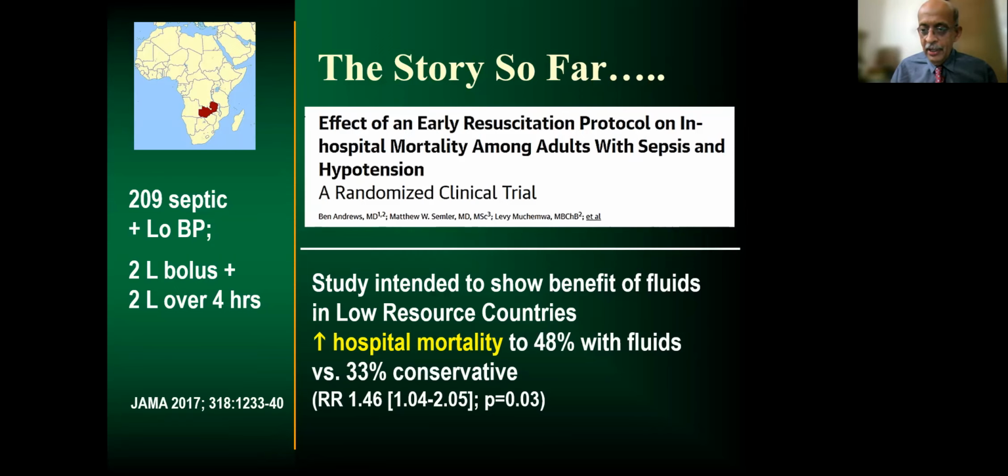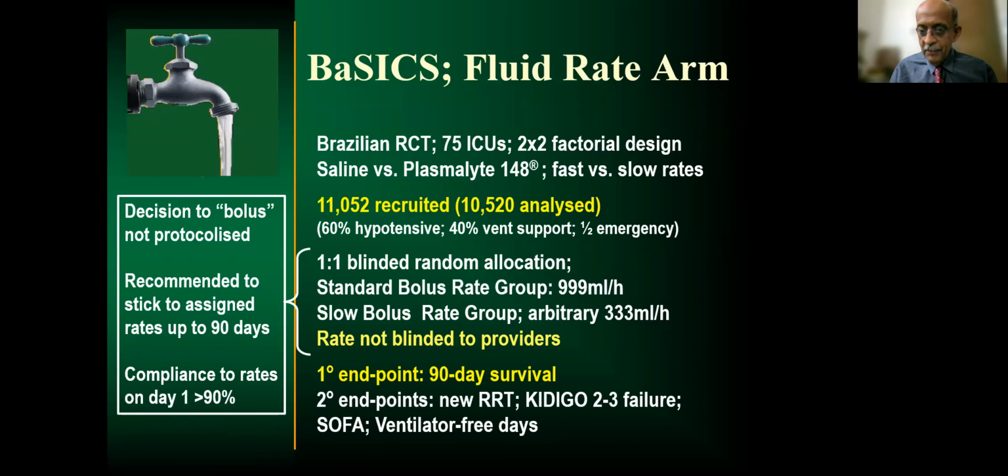And that is the focus of the second part of the BASICS trial, which I said was the 2x2 factorial design. One side was the comparison between saline and Plasma-Lyte. The other side was to look at the use of fast versus slow rate. Okay. Likewise, about 10,000 odd patients were randomized.